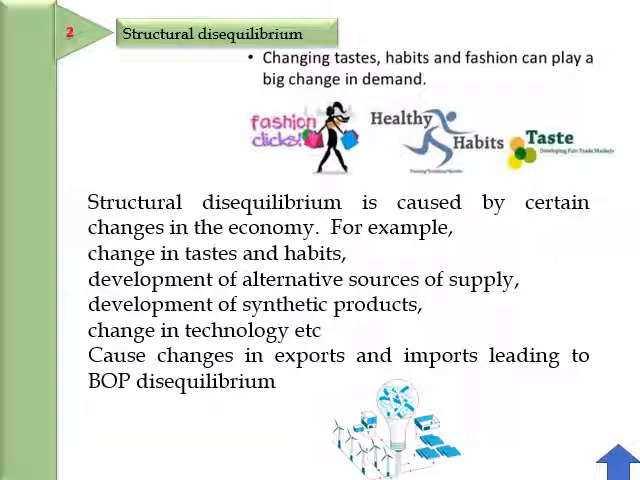Another best example is the export of natural rubber. We export natural rubber, but with the development of technology, synthetic rubber is invented. So as a result, the demand for natural rubber from India has declined. As a result, the price of rubber has declined. So this has caused disequilibrium in the balance of payment. So disequilibrium in the balance of payment caused by changes in the structure of the economy, maybe fashion, habits, tastes, invention of alternative sources, etc. is called structural disequilibrium.